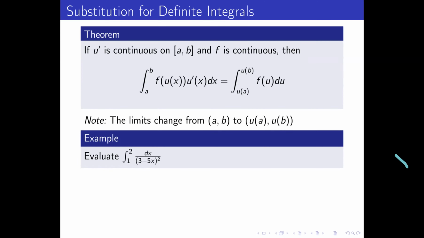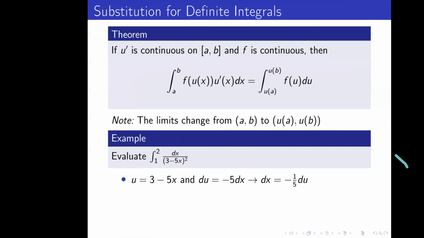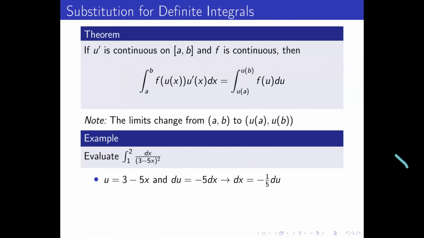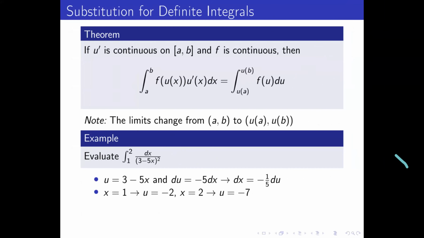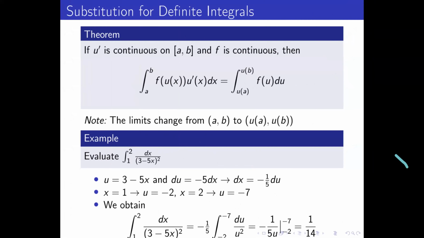Anyone finished? Yes, very good. So u is 3 minus 5x. And then you replace dx by minus 1/5 du. And then you work out the limits, right? When x equals 1, then u is minus 2. When x is 2, then u is minus 7. And so you obtain this.